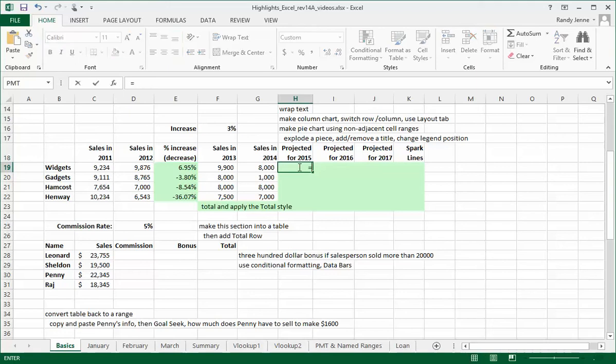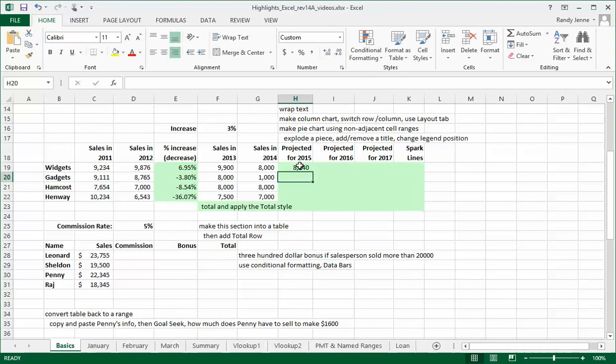So I'm going to go equals G19 times the 3%, but I need to make the 3% an absolute cell reference. So I'm going to press F4 to add the dollar signs so that if I do fill this formula across or down, the F16 stays constant. It's locked in place. I need to finish off the formula by putting in plus G19. So in other words, the previous cell times the 3% plus the original value that's in G19.